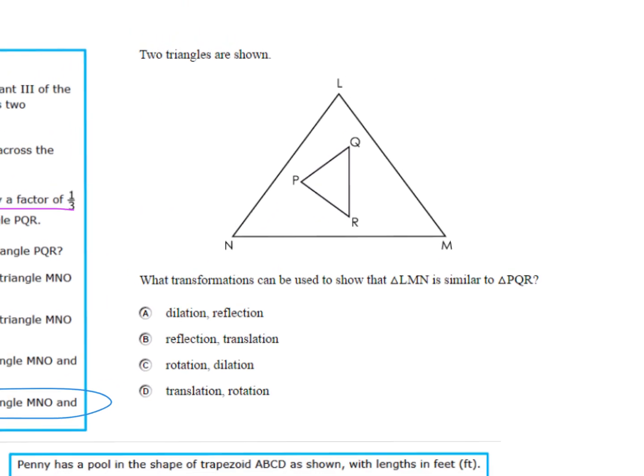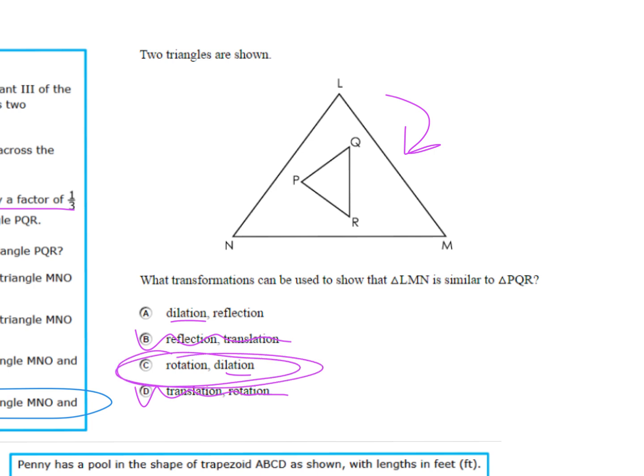All right, two triangles are shown. What transformation can be used to show that LMN is similar to PQR? Okay, so you can see that it has definitely reduced in size, so we know it's a dilation. Okay, so it can't be A or D. And then it looks like it's turned. So that would be a rotation. That one would be C.